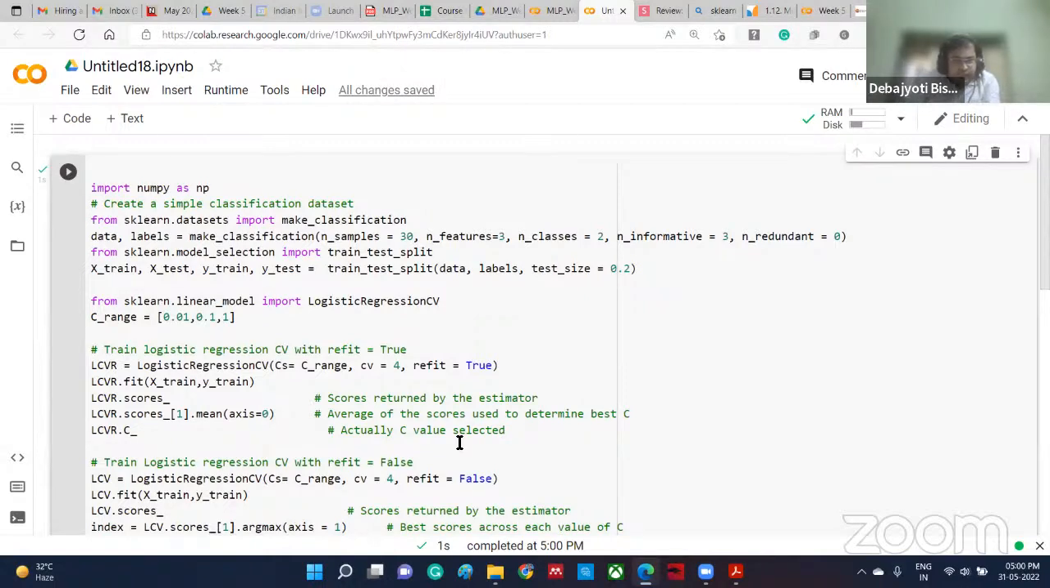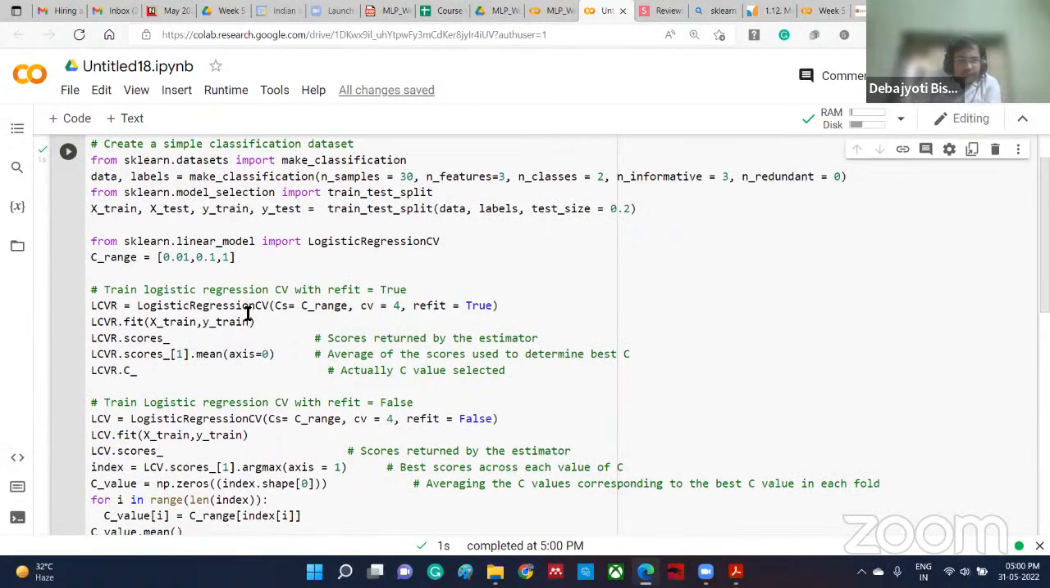So this is case 1, LogisticRegressionCV with refit equals true. LCVR equals LogisticRegressionCV with refit equals true, then LCVR.fit. So we are fitting on the toy dataset, and then calculating the scores returned by the estimator, LCVR.scores and mean with axis equals 0. This is the average of the scores used to determine the best C value, and which C value is actually selected.